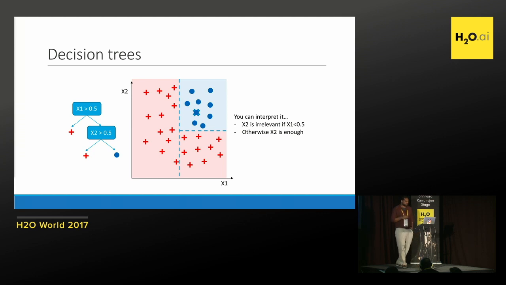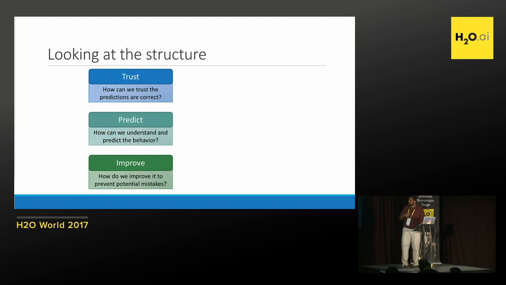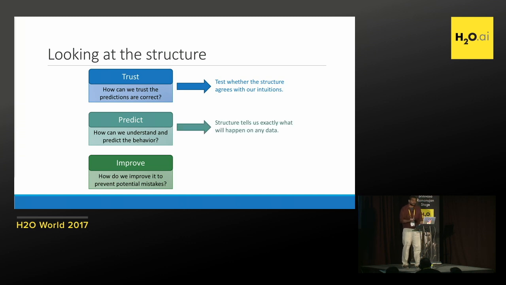blah, blah, blah. Right? Why looking at this is important is because it helps us address all of these problems we had earlier. We know whether we can trust a model or not if this structure matches our intuitions. We can predict what it's going to do because we know the structure. So the structure tells us exactly what the model is going to do. We know where it's going to make mistakes and where it's not. And finally, if we want to improve it, we can look at parts of the structure that seem wrong and focus our attention on those parts.